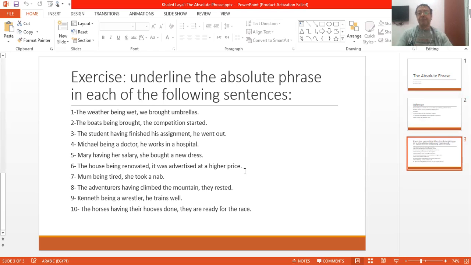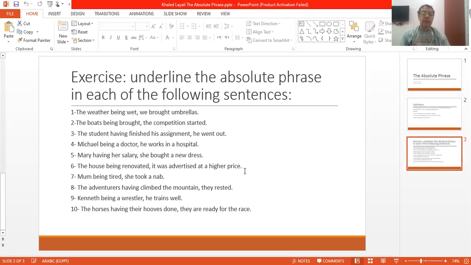All right, let's do this exercise together. Let's look at sentence number one. The weather being wet, we brought umbrellas. The weather here is a noun, and being wet, that's the participial that modifies the noun weather. So the weather being wet is an absolute phrase.